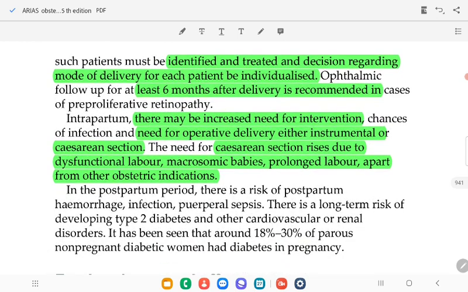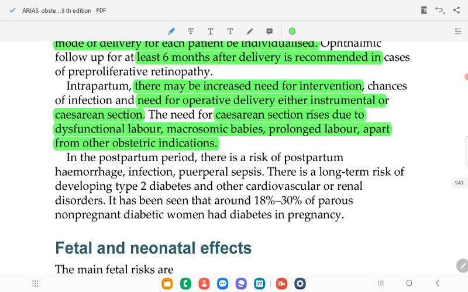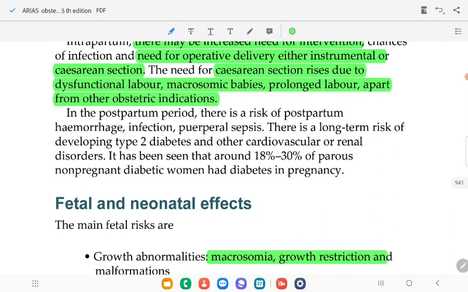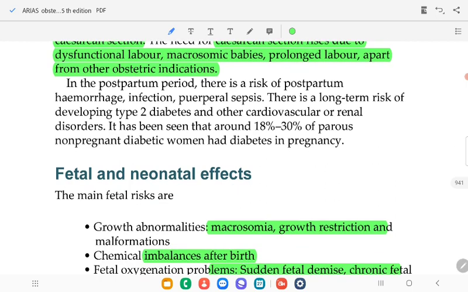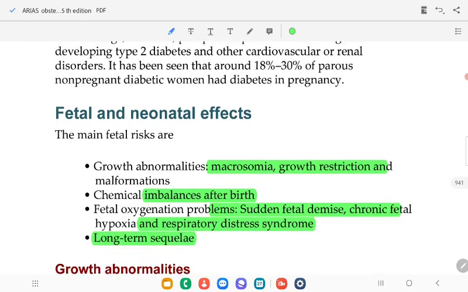Intrapartum, there may be an increased need for intervention, chances of infection, and need for operative delivery, either instrumental delivery or cesarean section. The need for cesarean section arises due to dysfunctional labor, macrosomic baby, prolonged labor, apart from other obstetric indications. In the postpartum period, there is risk of postpartum hemorrhage, infection, puerperal sepsis, and the long-term risk of developing cardiovascular disease, type 2 diabetes, and renal disorder.